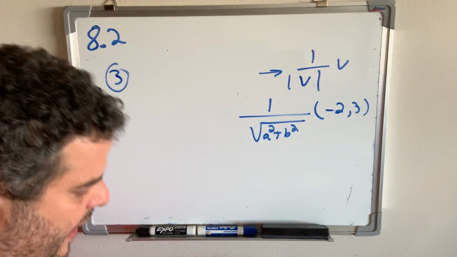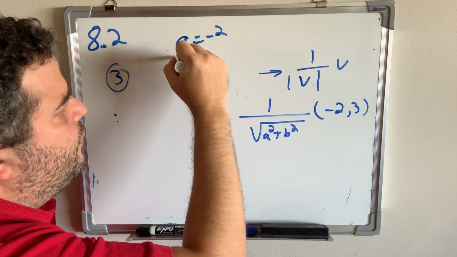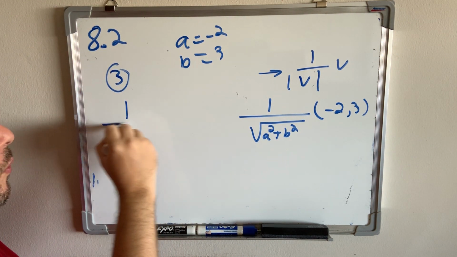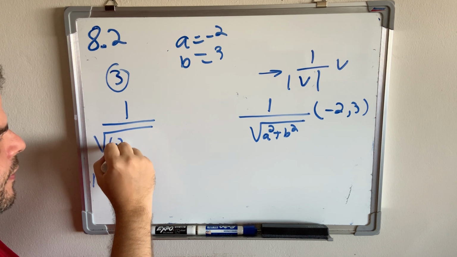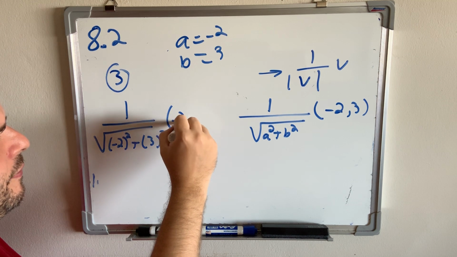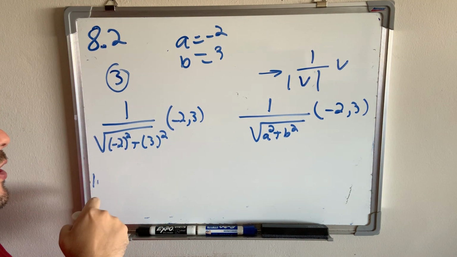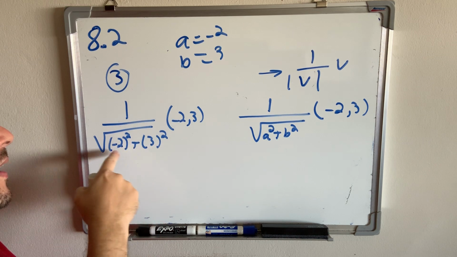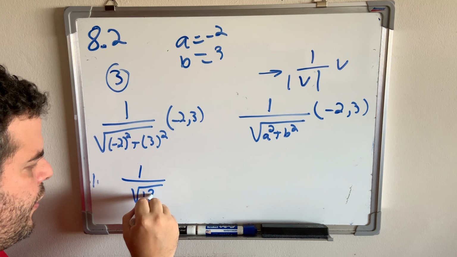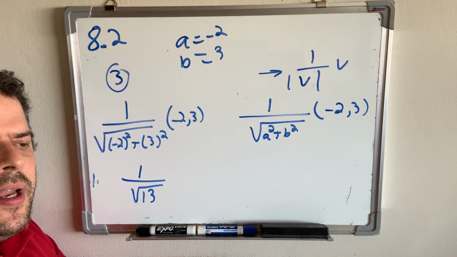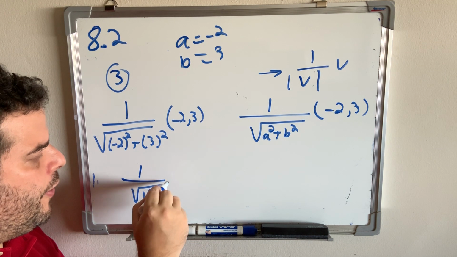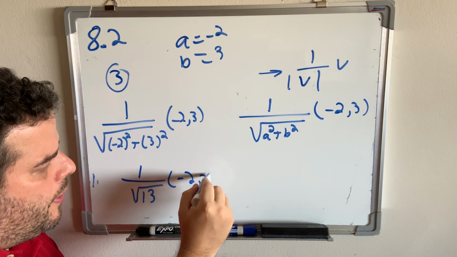A was -2 and B was 3. So when I plug it in here, I'm going to end up with the square root of -2 squared plus 3 squared, and here -2, 3. -2 squared is 4, 3 squared is 9, 4 plus 9 is 13. So I have the square root of 13. If it doesn't give you a perfect root, just leave it expressed as a radical. So I have 1 over square root of 13, times -2, 3.